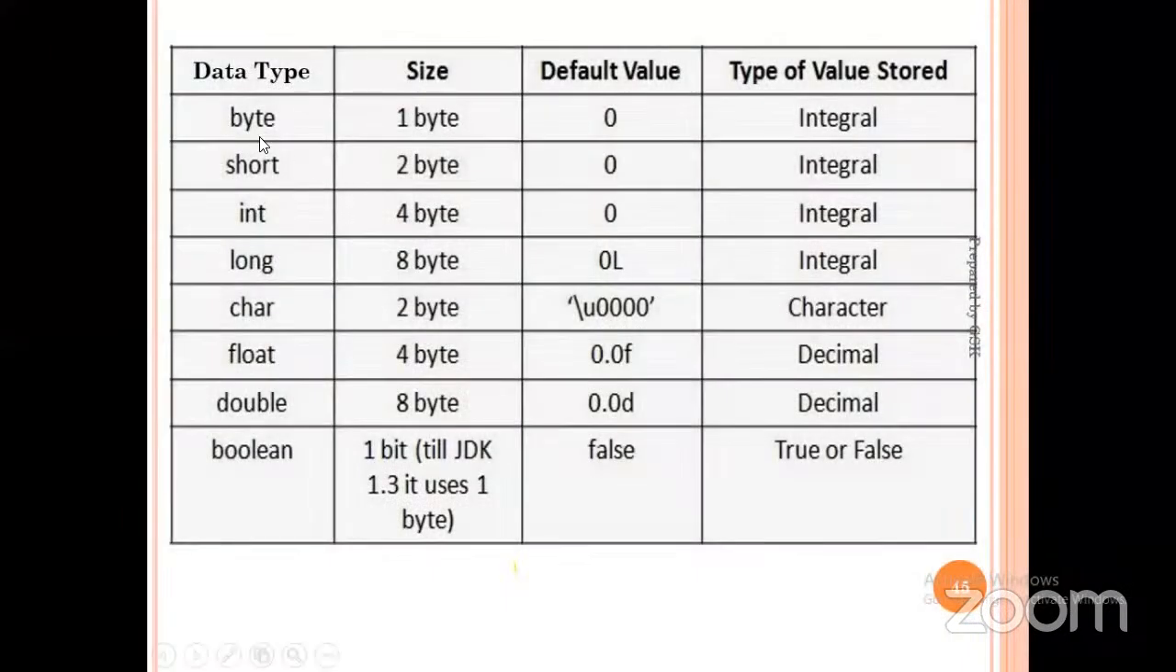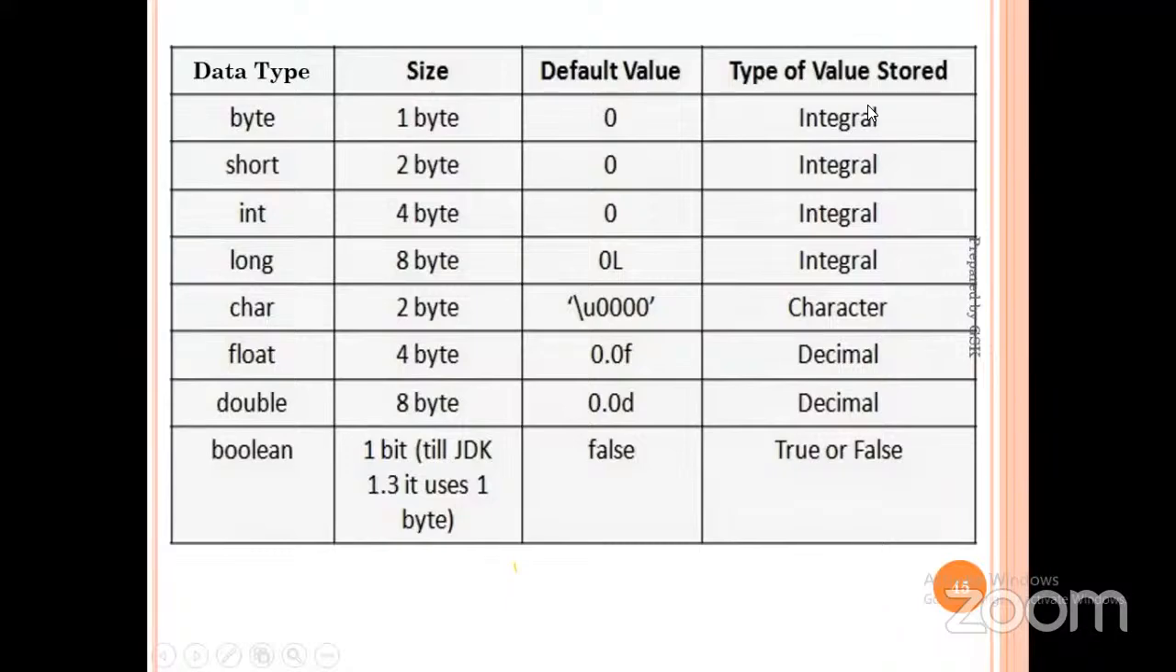See this chart: data type and size, default value, type of the value stored. If you take data type byte, the size required to store any byte value is 1 byte. As the name suggests, it is a byte type. 1 byte of the memory is required to store the value. What is default value? If you declare a variable, but you are not assigning any value into that, by default it maintains some value. That value is called default value. In case of the byte, the default value is 0.